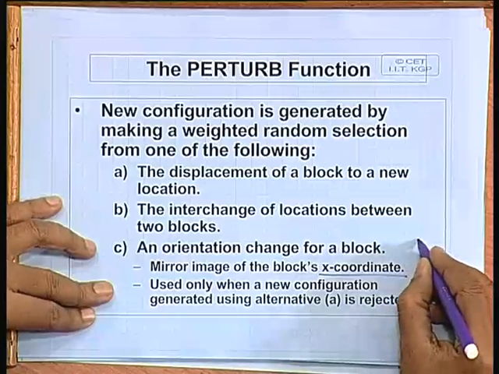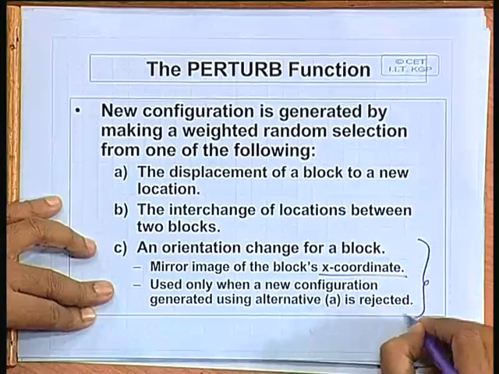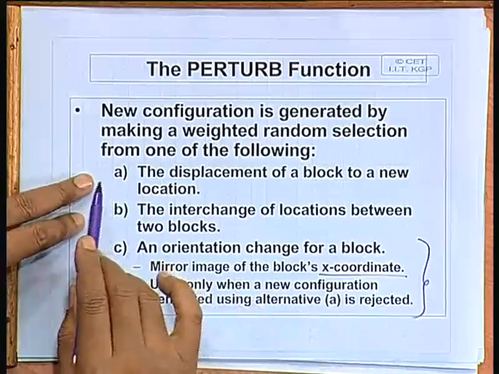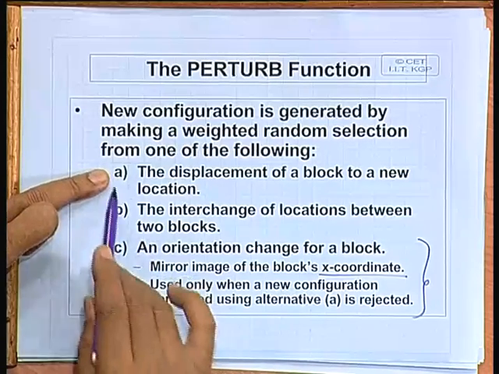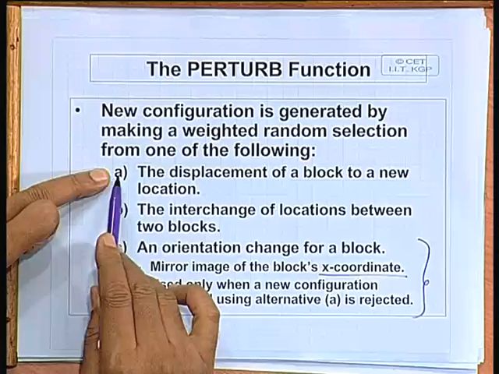But the way this move 3 was applied is that if this A was rejected, then only we apply C. Suppose you select a move A and you find out that by the probability criteria this was getting rejected, then you just try and apply C.